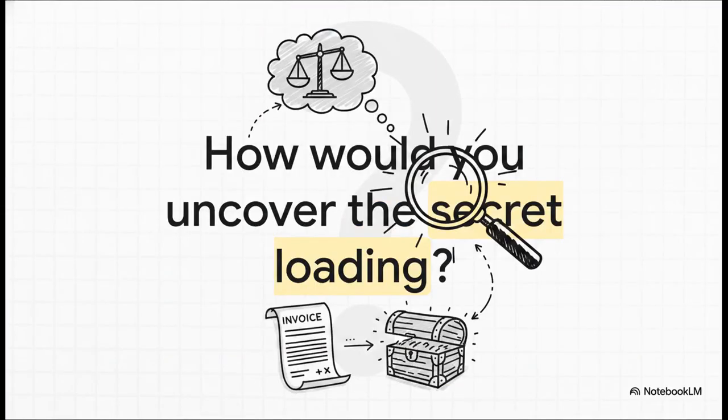To wrap up this explainer, I want to leave you with a provocative thought. We've looked at this entirely from the perspective of the creator, right? The consignor who's trying to protect their margins. But let's flip the script for a second. If you were the middleman, the consignee, trying to decode the sticker price you were just handed, how would you go about uncovering the secret loading? What clues might actually give away the true cost price? Think about that as you review your notes.